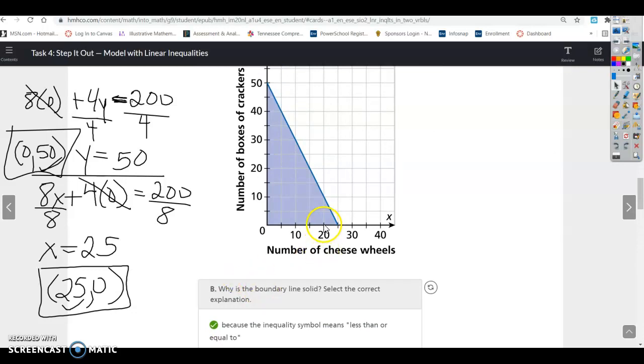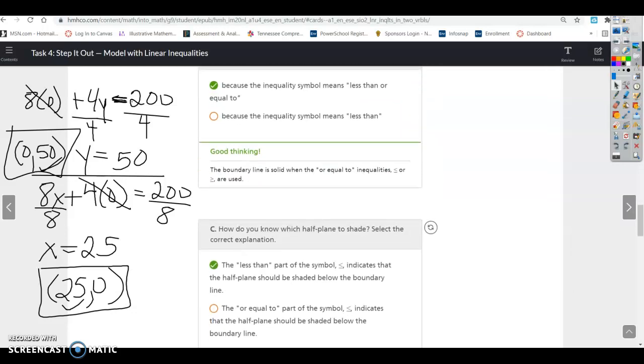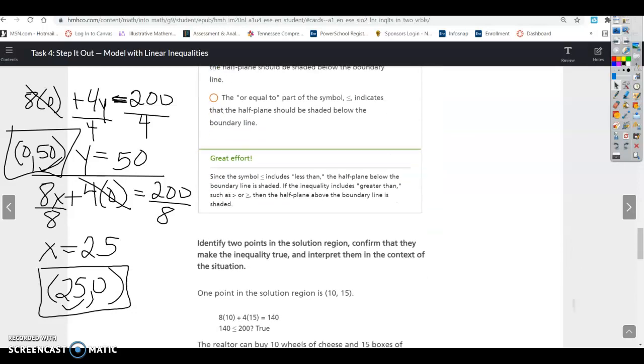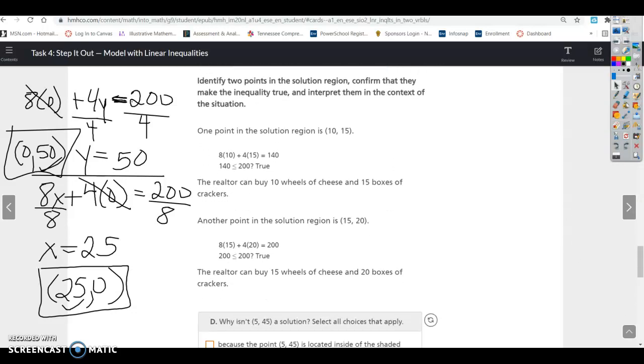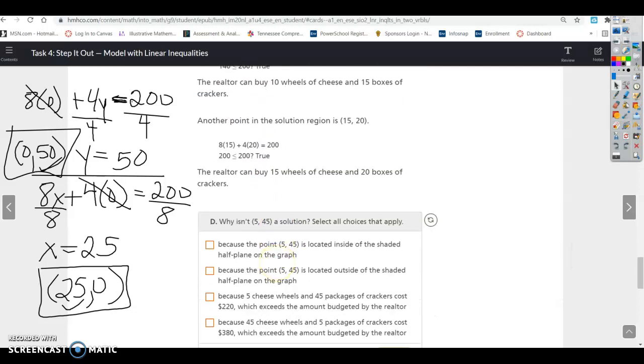So here's 20 cheese wheels and 10 boxes of crackers, and 15 and 20, and 10 and 30, and then 5 and 40. Okay, you've got to just make logic of what's logical, how many crackers you need to go with how much cheese. So I have to take that into consideration too, I guess.